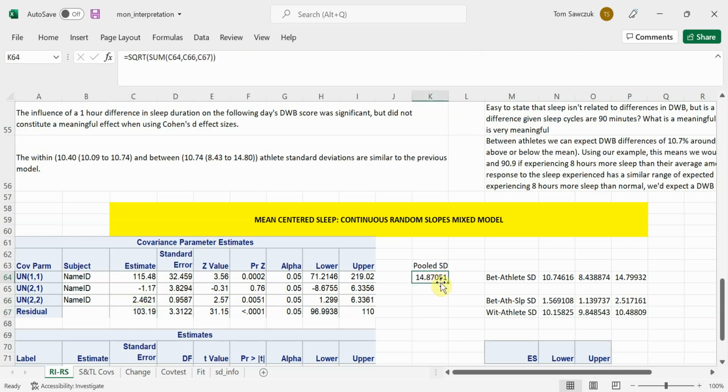And again, the pooled SD this time is a sum of the 3 elements. The elements that we are interested in are just the ones that have the same number in brackets, so 1,1 and 2,2. We're not interested in the 2,1 because that is a covariance between the 2 measures. So we sum 115, 2.4 and 103, and then square root them to get our pooled standard deviation. And if we square root the individual elements of that, we get the between and within athlete standard deviations.